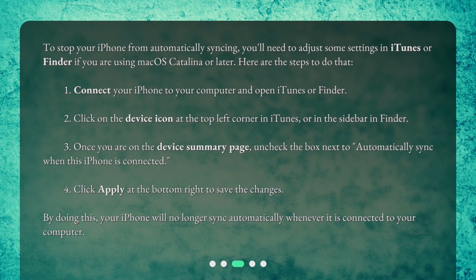1. Connect your iPhone to your computer and open iTunes or Finder. 2. Click on the device icon at the top left corner in iTunes or in the sidebar in Finder. 3. Once you are on the device summary page, uncheck the box next to Automatically Sync when this iPhone is connected. 4. Click Apply at the bottom right to save the changes. By doing this, your iPhone will no longer sync automatically whenever it is connected to your computer.